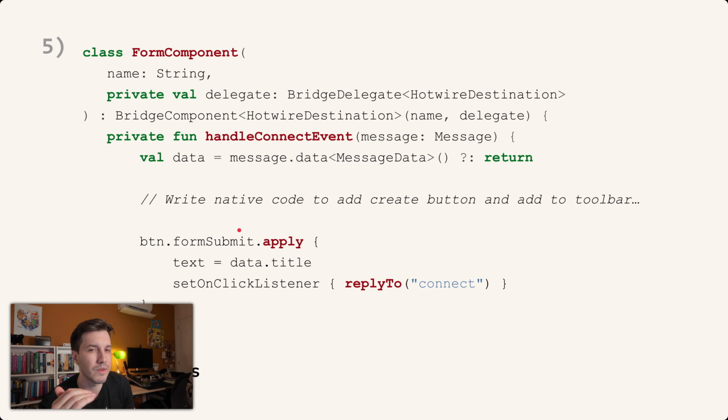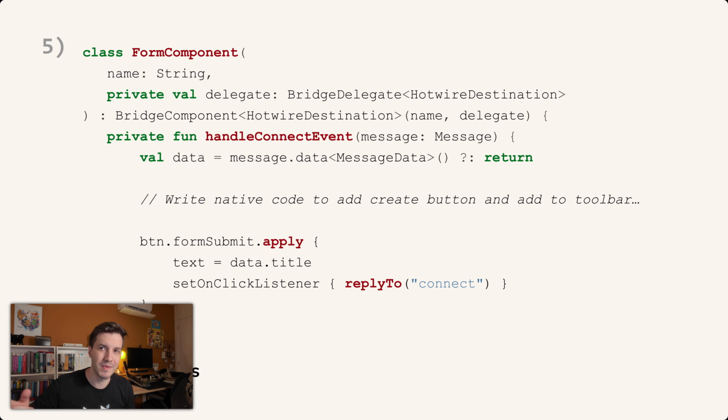And there is more code over here to create the button and add it to the toolbar. It's in the example in the source code, but I omitted it over here because it just takes a little bit more space, but it's not that complicated. And then we'll get the submit button, the native submit button, and we'll set the text to the title that came from the web application. And we're also setting an on click listener on this button. So whenever the user presses the native button, we'll reply back to the connect message. So we'll close this circuit, right?